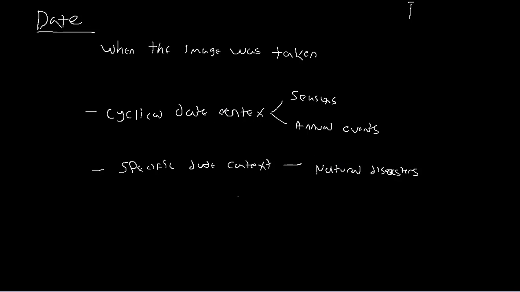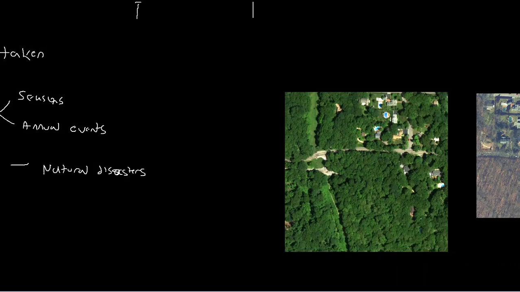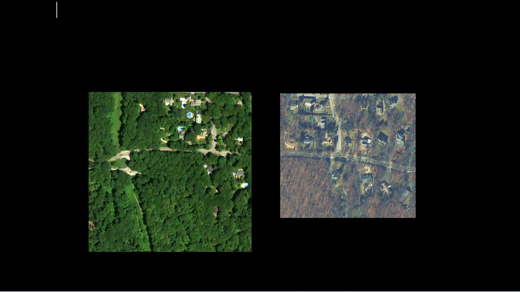Right, so specific date context is these one-off things like natural disasters, and then cyclical date context is going to be things like seasons, right? And you can imagine just from your everyday life experience that things look different in the winter than they do in the spring and in the summer, and they look different in imagery as well. So knowing the date or the season is going to affect your interpretation. So I know this kind of makes sense, but what I want to do is just really quickly show an example of what that looks like in imagery.